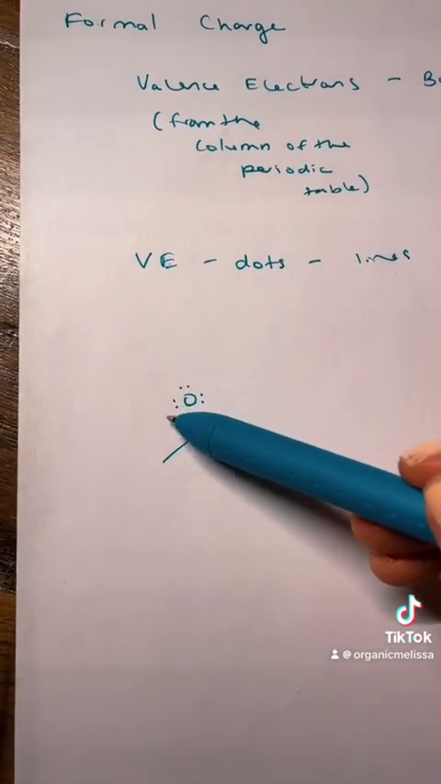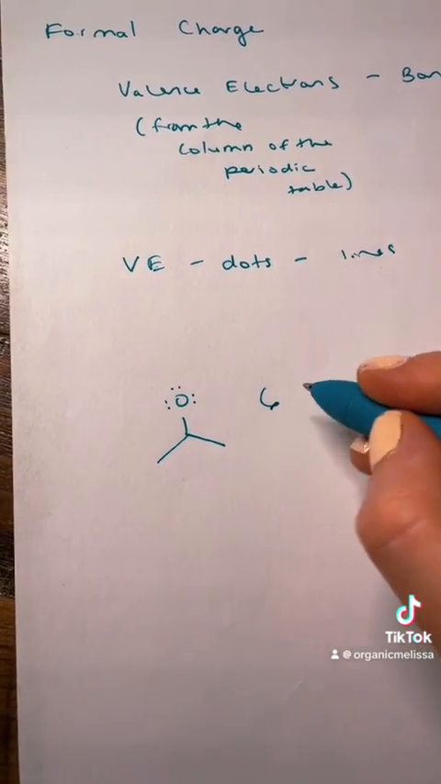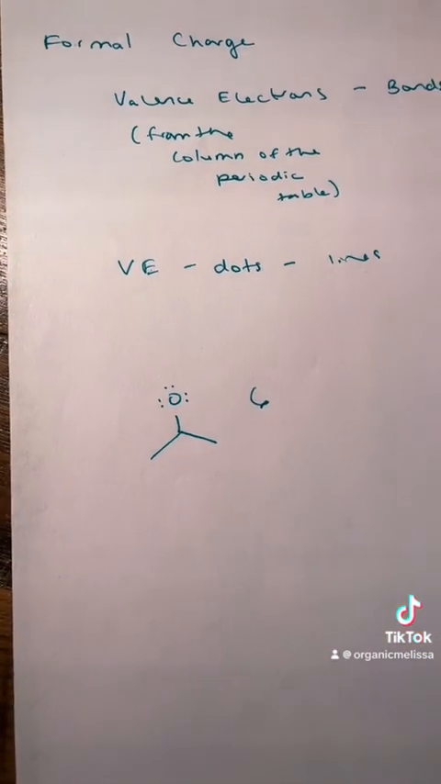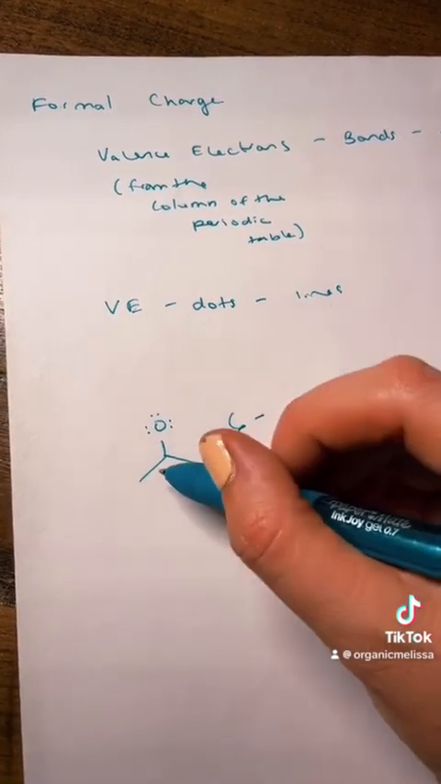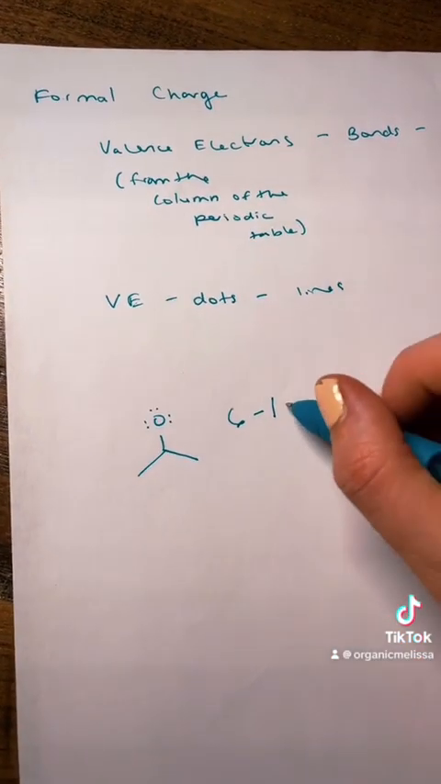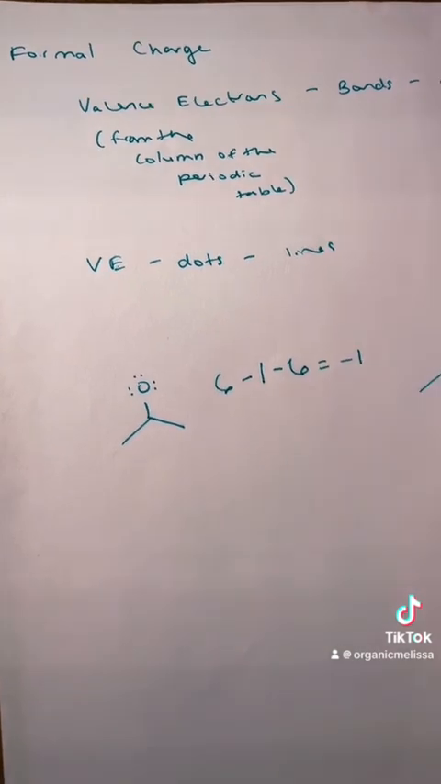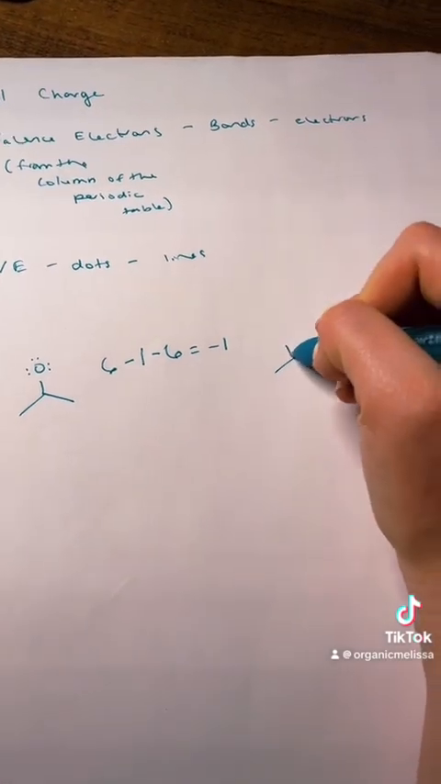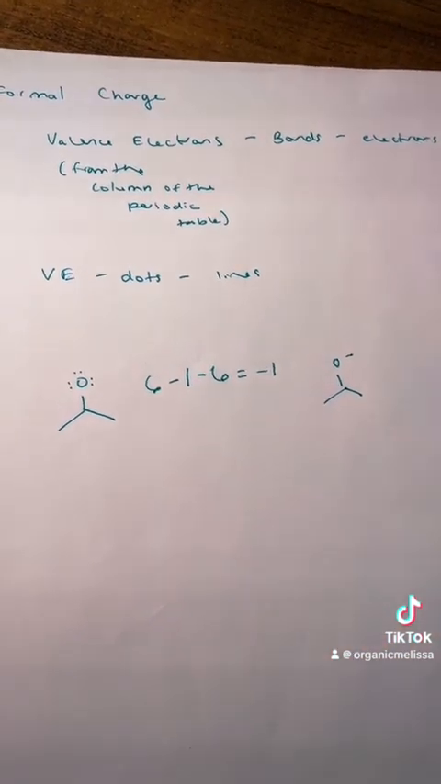So here's an example down here of this oxygen. Oxygen starts with 6 valence electrons, you can look on your periodic table to see. So it starts with 6 valence electrons based on the periodic table, and it has 1 bond to it right there, and it has 6 electrons around it. So 6 minus 1 minus 6 equals -1. So this oxygen should have a formal charge of -1. So you should see a negative charge on an oxygen like this.